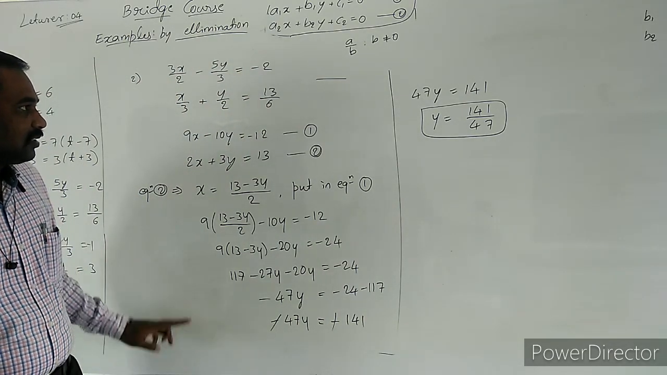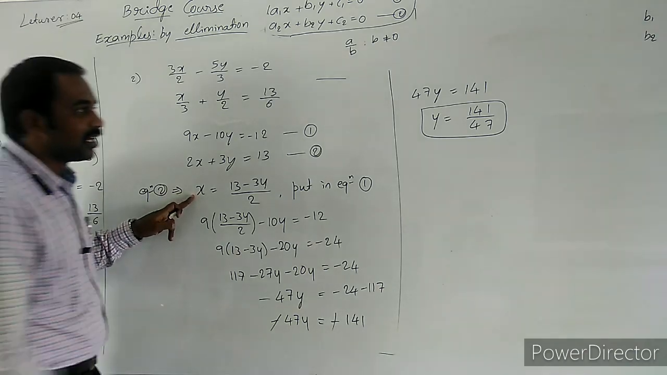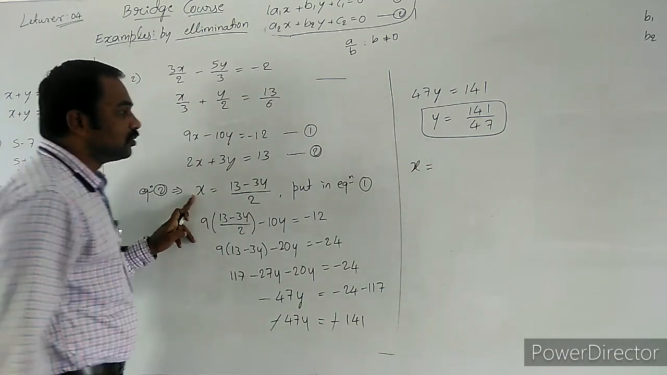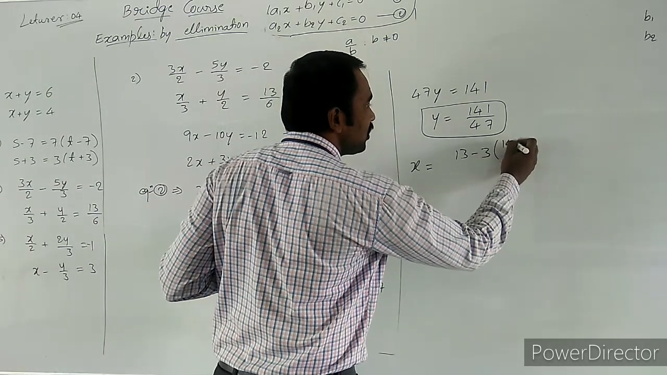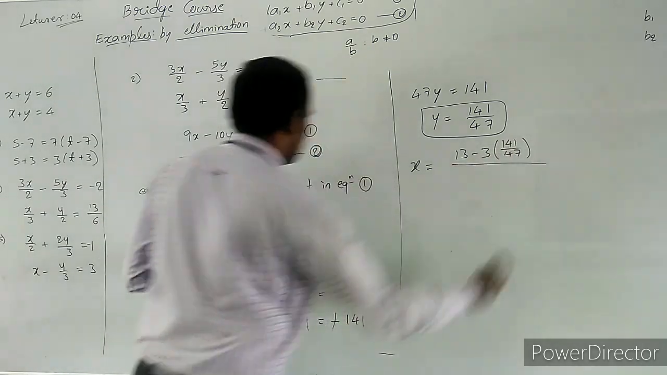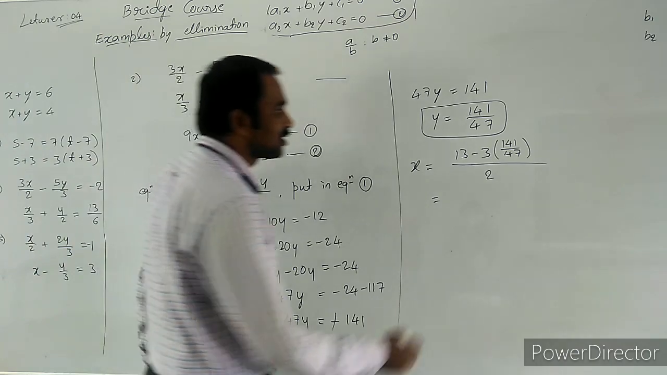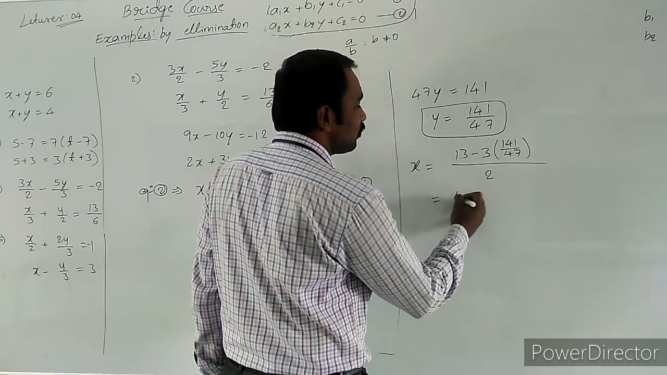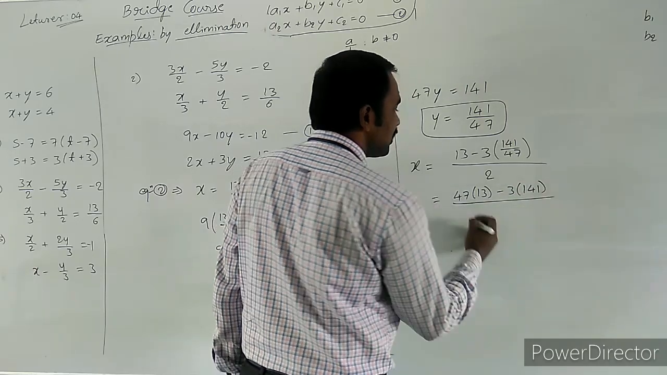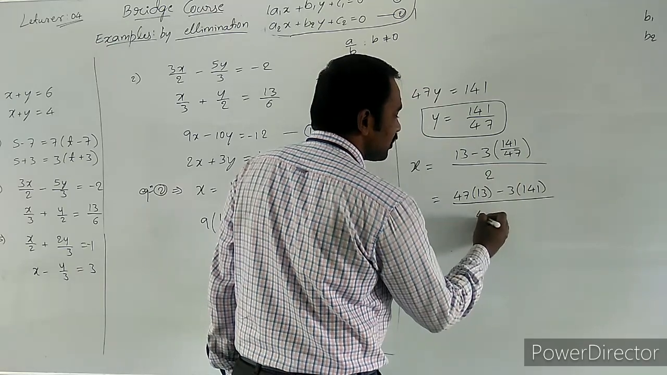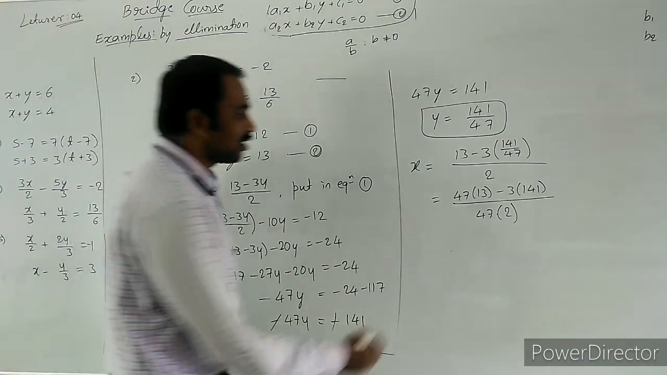Now how do we get the x value? By replacing the y value here. Now x is equal to 13 minus 3 into y, where the y value is 141 divided by 47, whole thing divided by 2. Solve for x. 47 is the LCM: 47 into 13 minus 3 into 141, divided by 2, and 47 is also taken into the denominator. So 47 into 2 in the denominator.